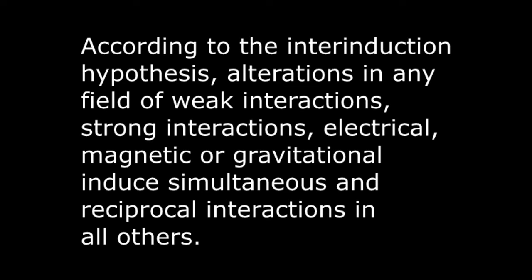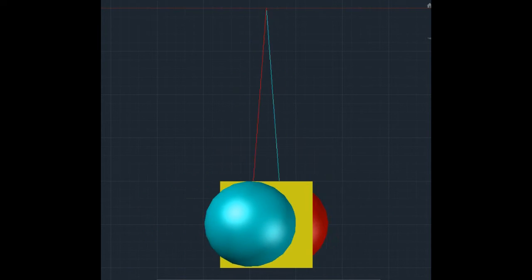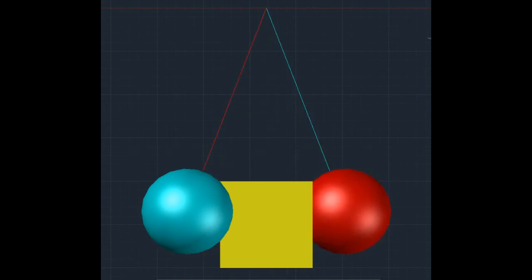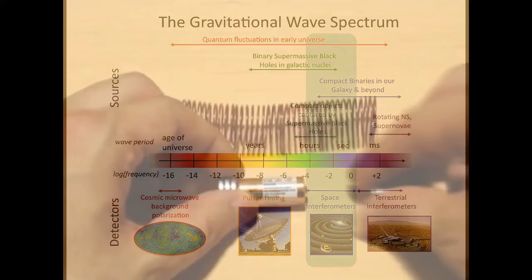According to my hypothesis of interinduction, alterations in any field of weak interactions, strong interactions, electrical, magnetic or gravitational induce simultaneous and reciprocal interactions in all others. The goal of the experiment I proposed in my previous video is to measure and characterize the lower end of interinduction, which corresponds to gravito-electromagnetism.